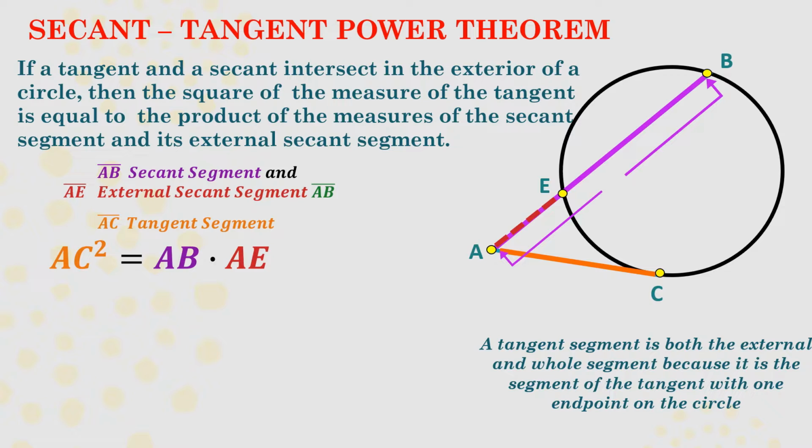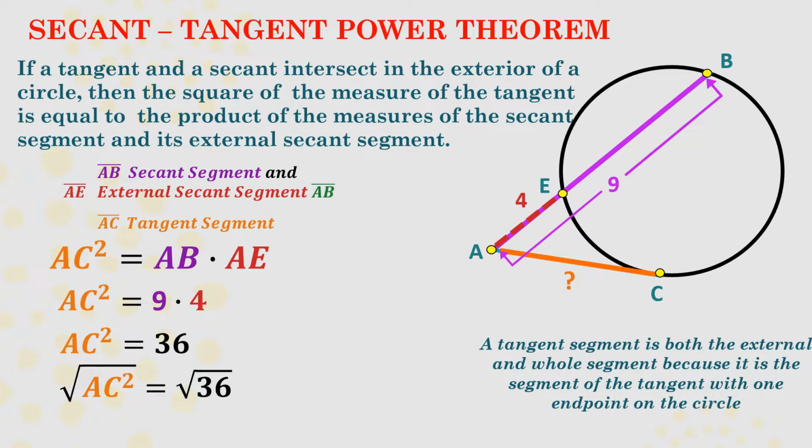How to use the secant-tangent power theorem? Let's say we are given that AB is equal to 9 and AE is equal to 4, then we're going to solve for AC. So all you have to do is to use these measurements to replace the segments in our equation. This gives us AC squared is equal to 9, replacing AB with 9, times 4, replacing AE with 4. Solving for this, we will have AC squared is equal to 36. So get the square root of both sides, then you will have AC is equal to 6.